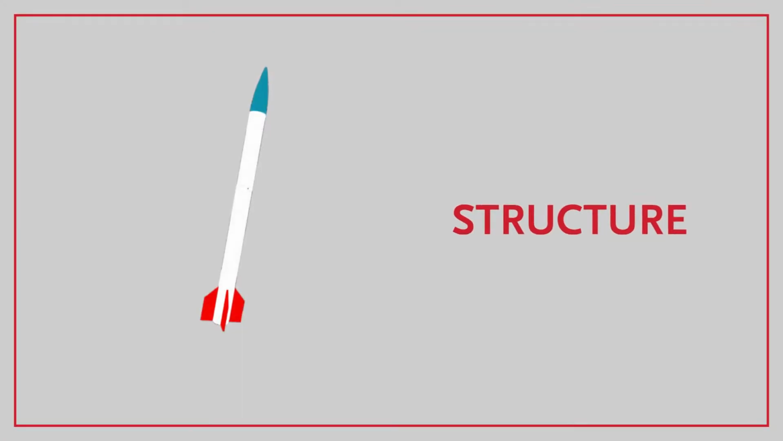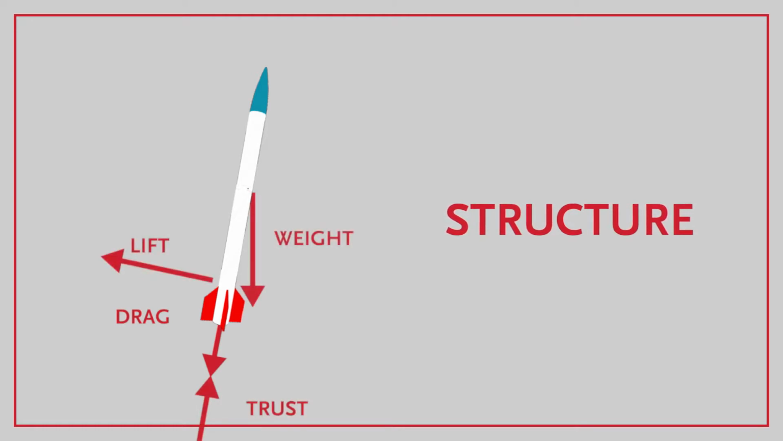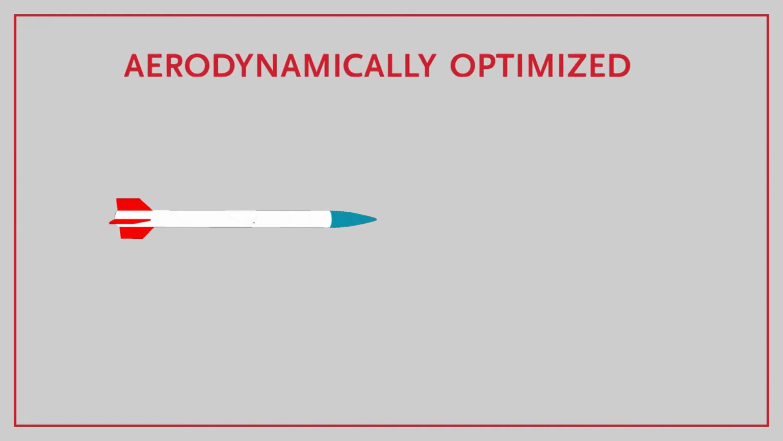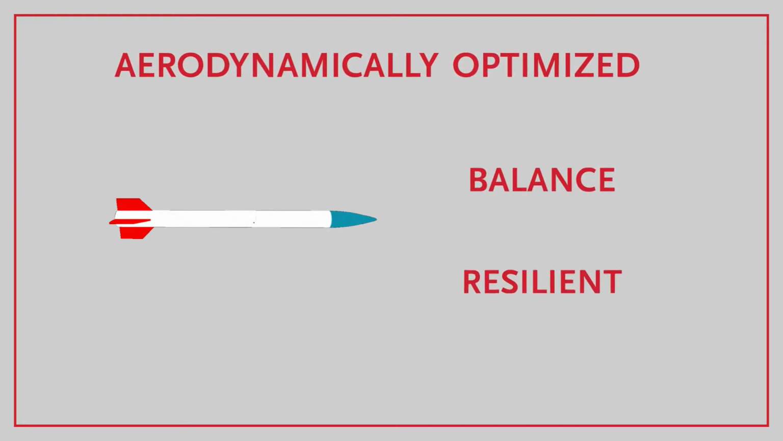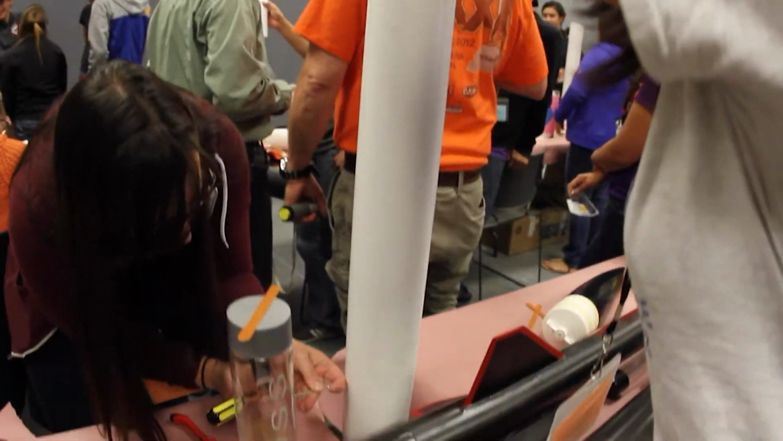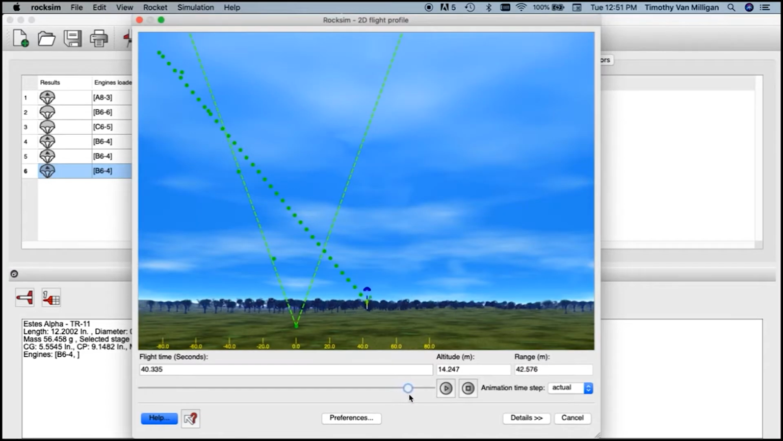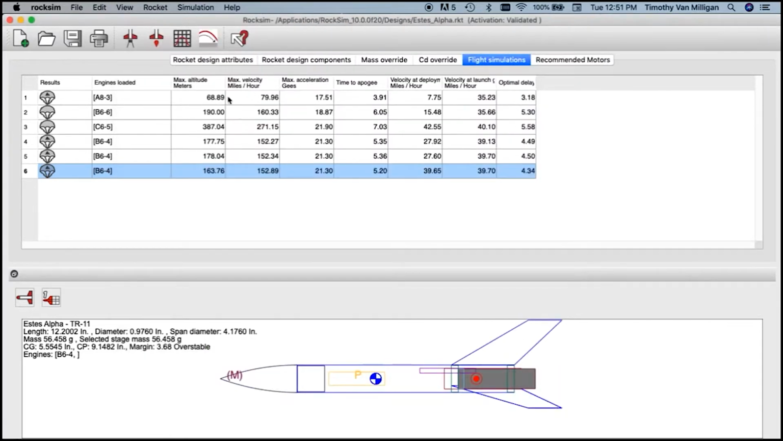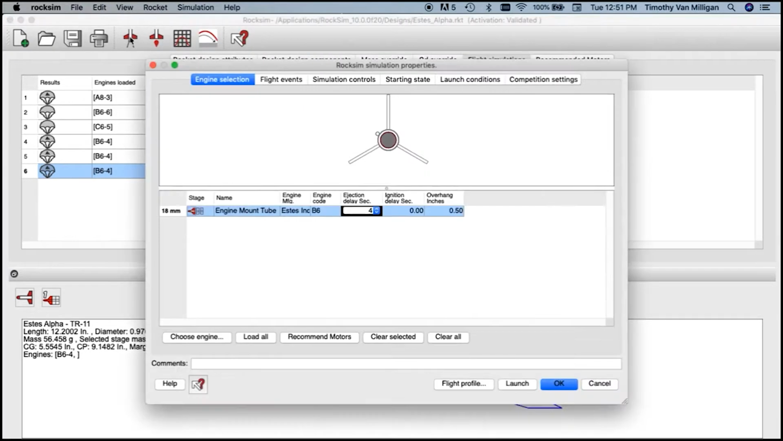The structure of a rocket is an exercise in weight versus lift and thrust versus drag. The exterior of the rocket must be aerodynamically optimized and the interior must be balanced and resilient. Together, they must form a safe and stable launch vehicle for a given payload. It is important to run several simulations before choosing your rocket components. Have a good idea of the performance requirements and assembly plan.